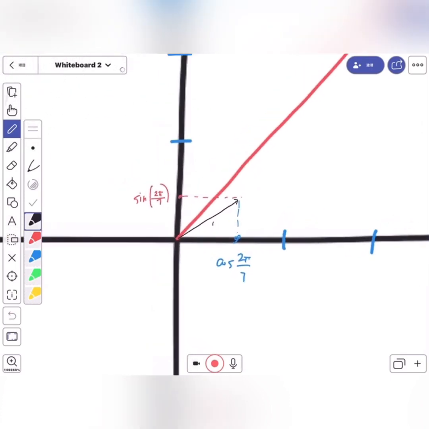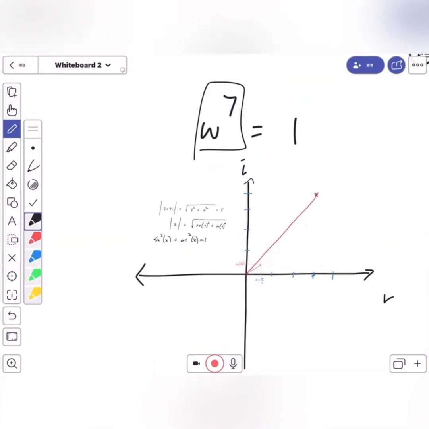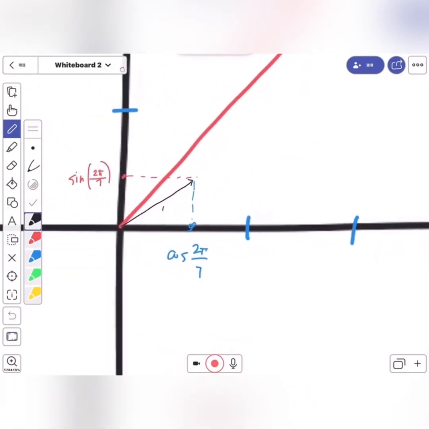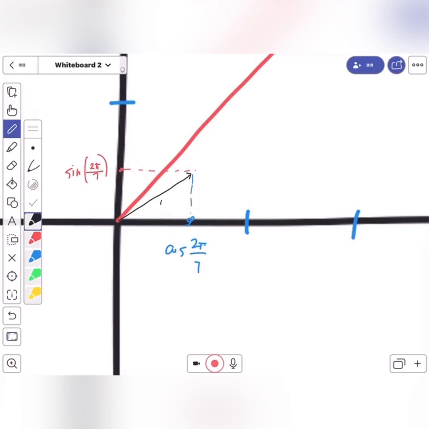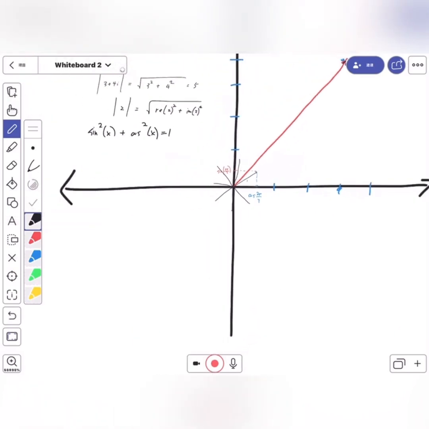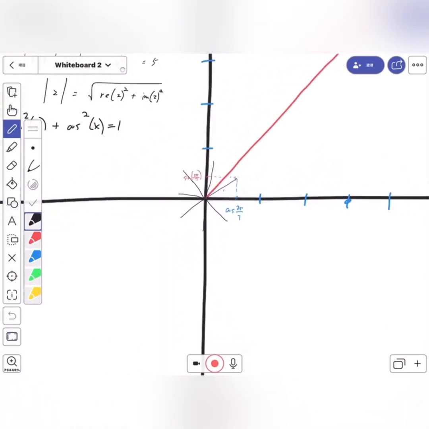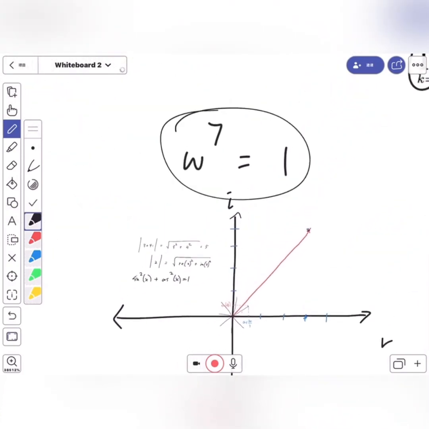So that is why this has this magnitude, and why omega to the 7th is equal to 1. Because if you draw all of the other values, like cosine of 4 pi over 7, cosine of 6 pi over 7, all the way to cosine of 12 pi over 7, and then all the way to cosine of 0, you notice that this precisely forms a circle. A bad drawing, excuse me, but that's why it's called a unit circle, right? So that is basically why omega to the 7 is equal to 1.